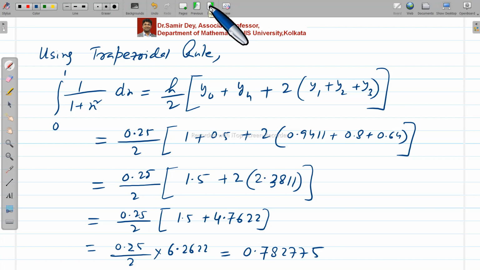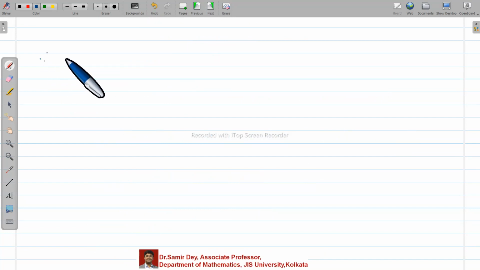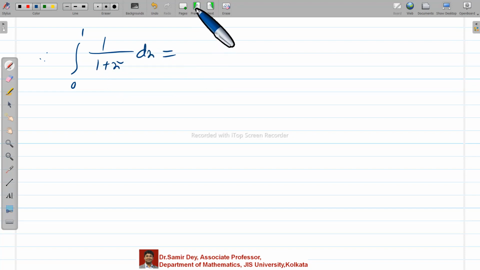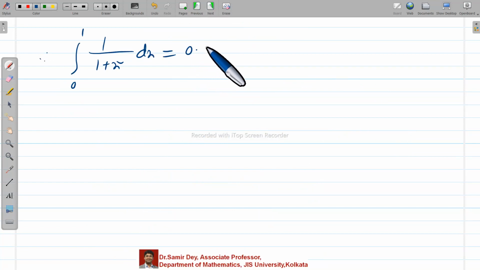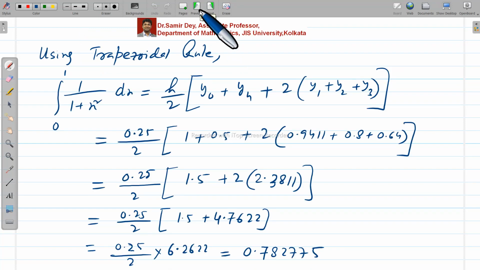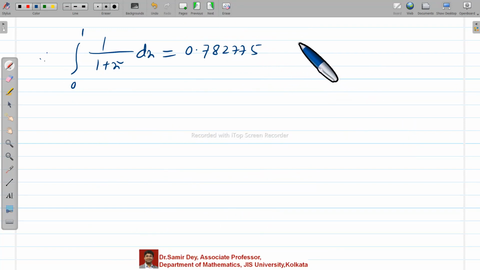So please write down second line, therefore integral 0 to 1, 1 by 1 plus x square into dx is equals to how much you have? 0.782775. Okay, so this is all about the calculation. It's very simple. The problem may be replaced, but the process remains the same.